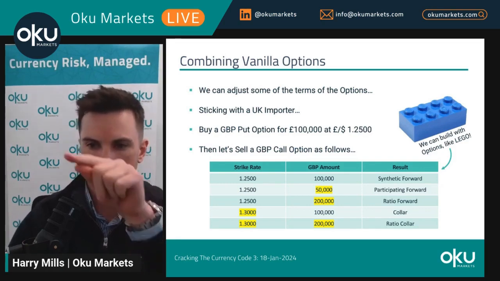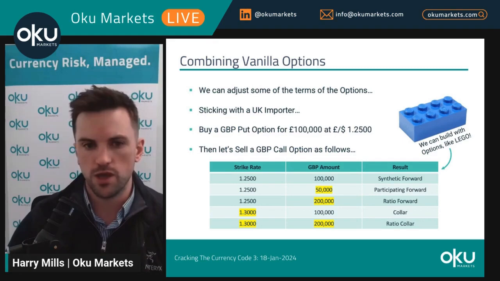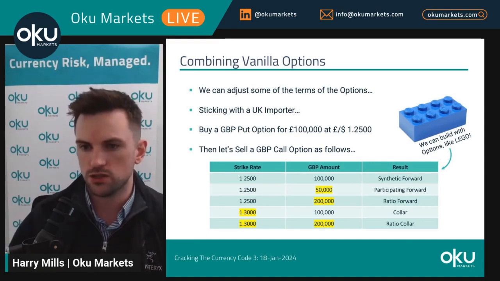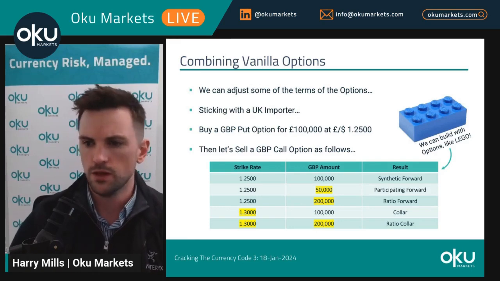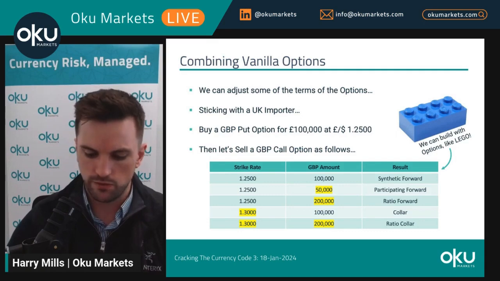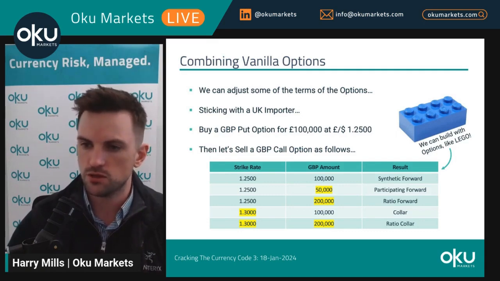It gives you this nice payoff where you've got downside protection, a bit of upside, and then a cap on the upside at 130. And then if we make that 100,000 into 200,000, we get a ratio collar. So a leveraged collar is another phrase for it. And if you're thinking about premiums, yes, obviously we've doubled or 1.5 times the notional amount on the option that we've sold on the ratio forward and on the ratio collar, the leverage forward and leverage collar.